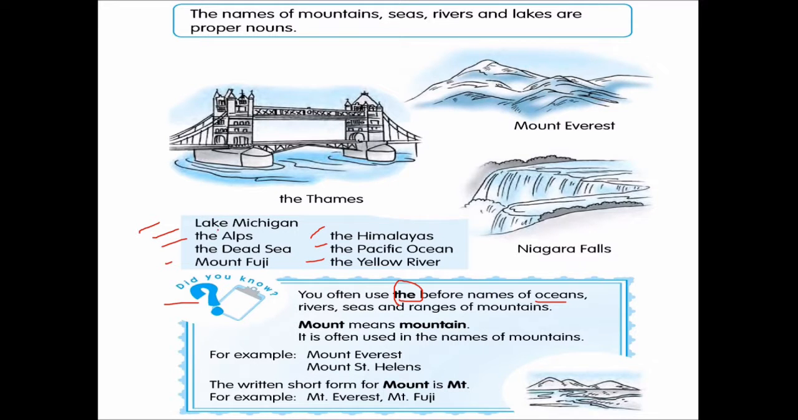That is why we use the Alps, not Alps, right? The Dead Sea. In front of oceans, big oceans, we have seven oceans, seas, and ranges of mountains, we use the. And mount means mountain, and it is often used in the names of mountains, for example, Mount Everest, Mount St. Helens. The written short form of mount is Mt. So you can write Mt. Everest, Mt. Fuji.